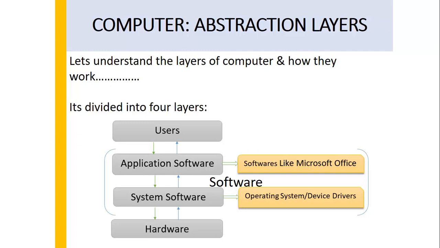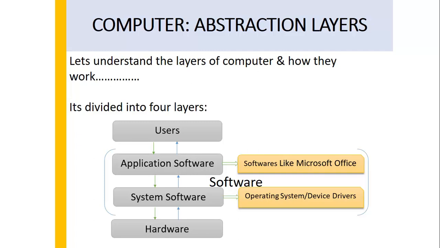So let's understand the layers of computers and how they work. It's divided into 4 layers. At the bottom we have hardware, then we have system software, or we may say device drivers for these hardware, or the operating system. Above system software we have application software. These are the software that we install over the operating system we are using. That could be Microsoft Office, Skype, Zoom, or Notepad, right?